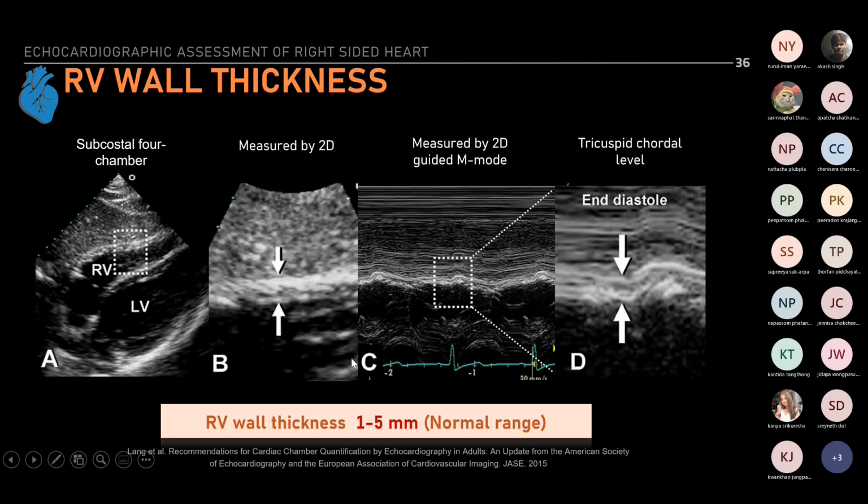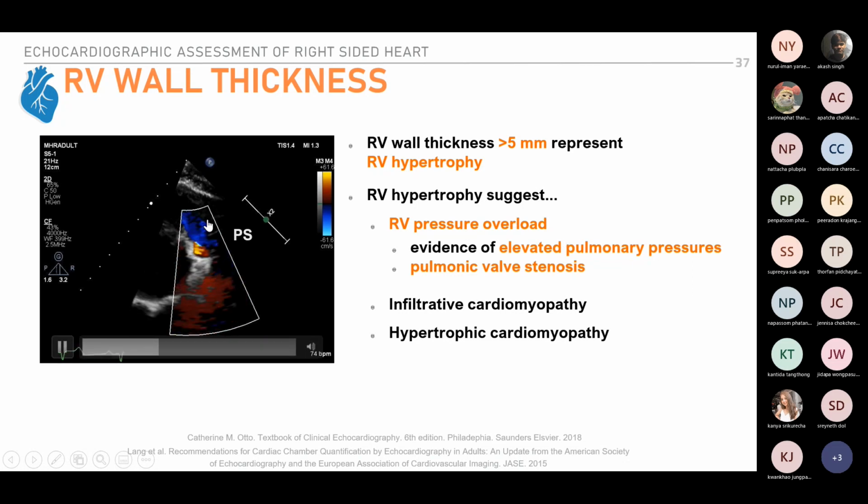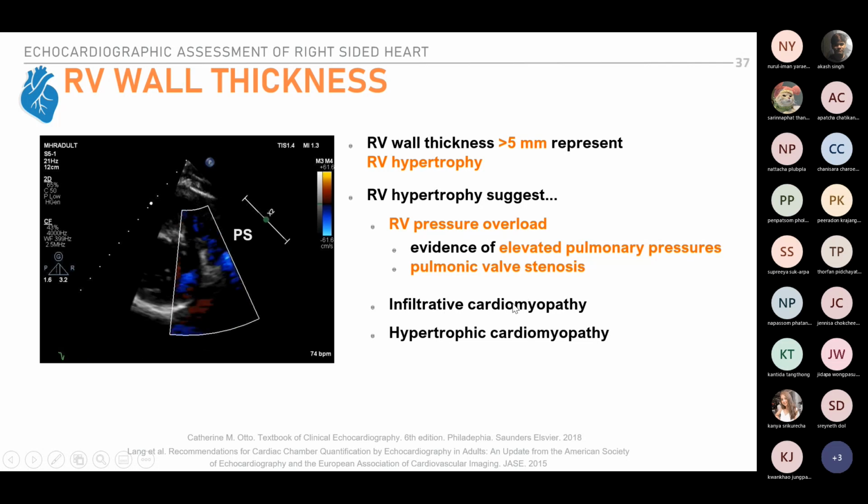And the normal value of RV wall thickness is less than 5 millimeters in diameter. If RV wall thickness is more than 5, this represents RV hypertrophy. The presence of hypertrophy may suggest RV pressure overload in case of pulmonary stenosis as I showed you. An increased thickness of RV wall is also seen in infiltrative cardiomyopathy and hypertrophic cardiomyopathy.